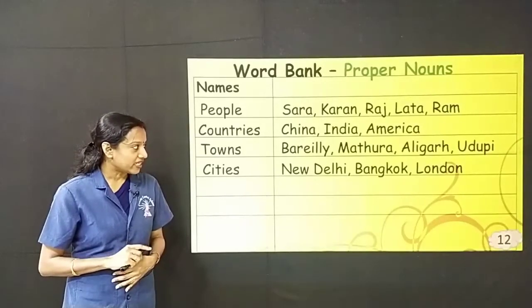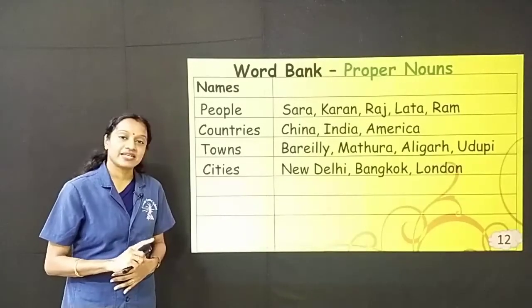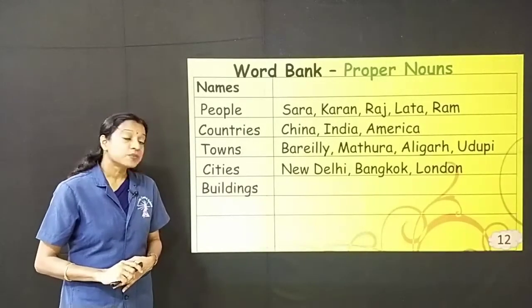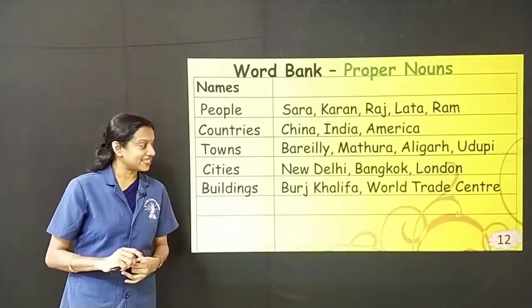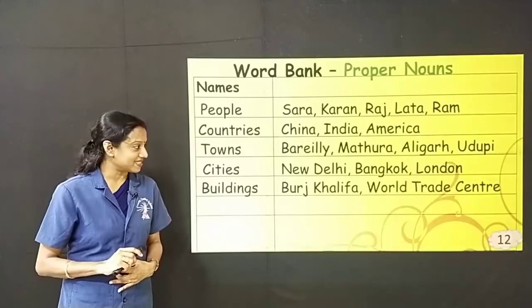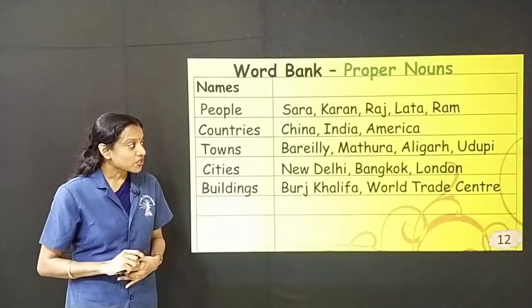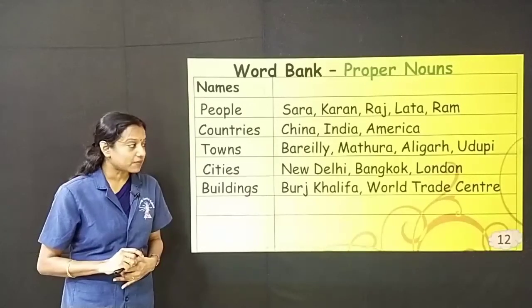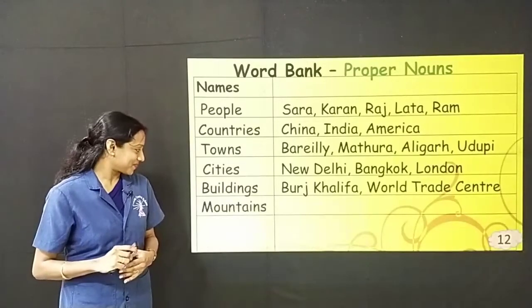New Delhi, N is capital, D is capital, Bangkok B is capital and London L is capital. Buildings, you must have heard of Burj Khalifa, that's in Dubai. So B is capital, K is capital and World Trade Center, again that's a building. So World, W is capital, T is capital and C is capital.